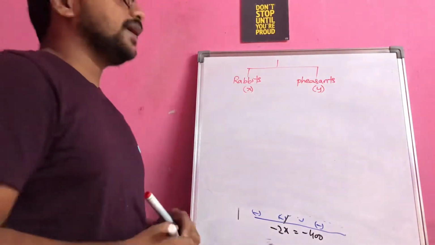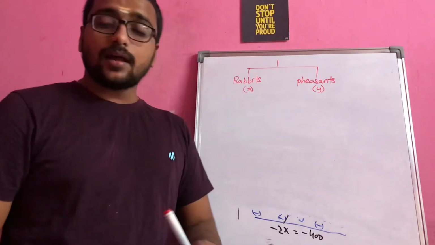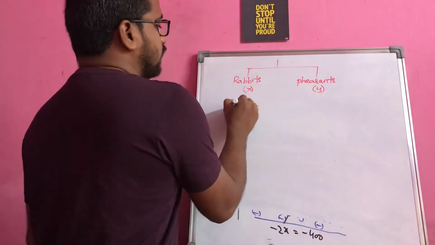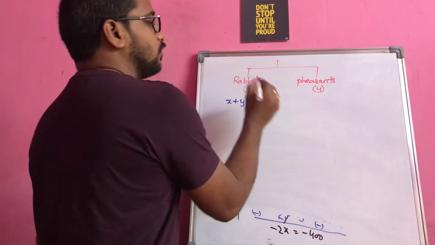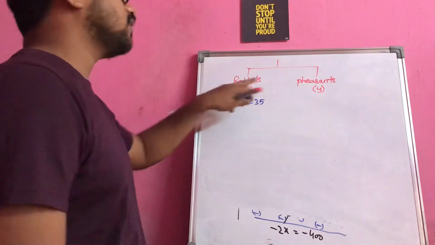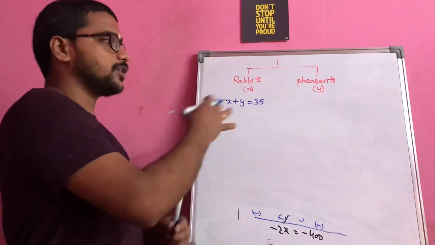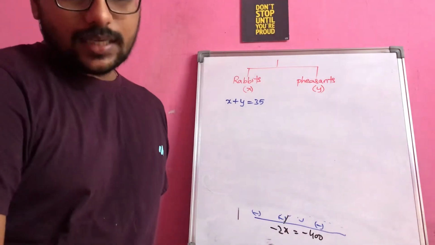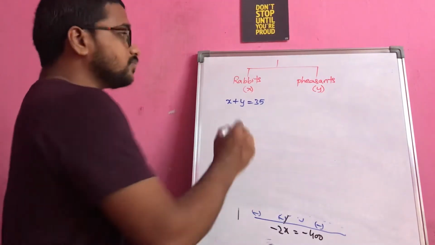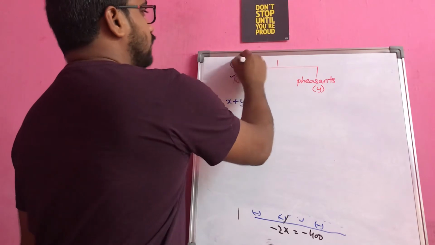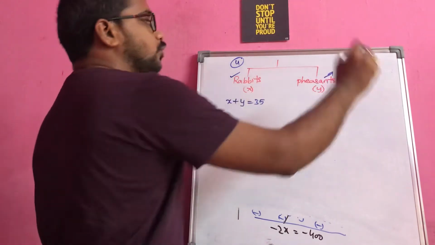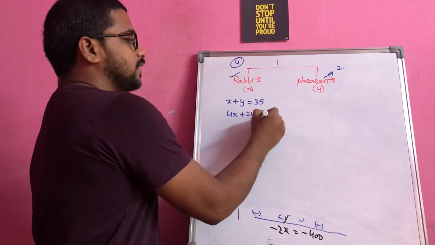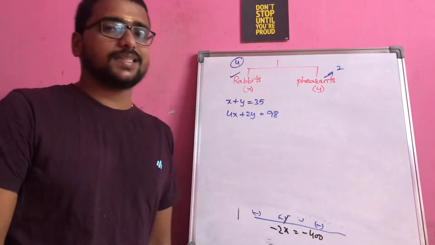Now they are saying in total there are 35 heads. So 35 heads in the sense indirectly they are saying that x plus y is equal to 35, correct? Because rabbits and pheasants each will have only one head, so x plus y will become total 35 in number. Now see, they are saying 98 feet. Rabbit will have 4 feet, whereas these game birds will have 2 feet. So that means totally 4x plus 2y is equal to 98 feet. You should understand this one.